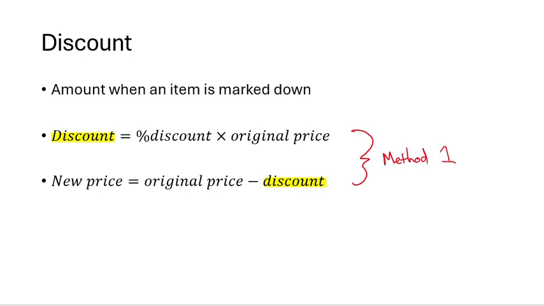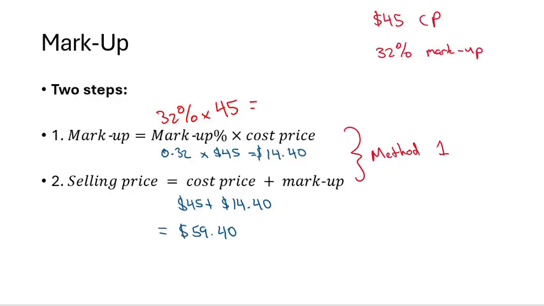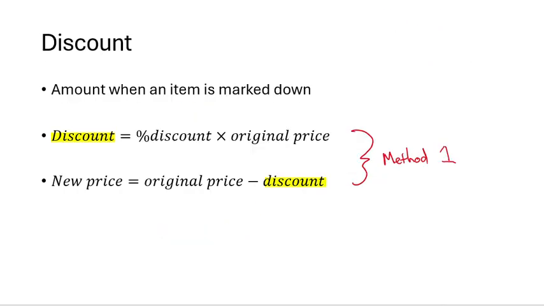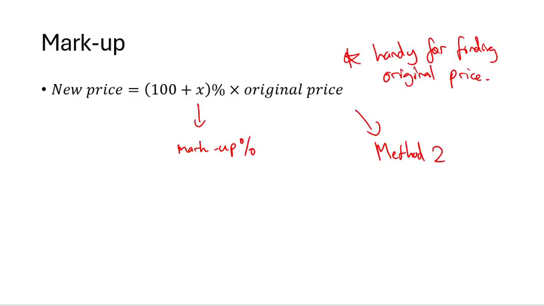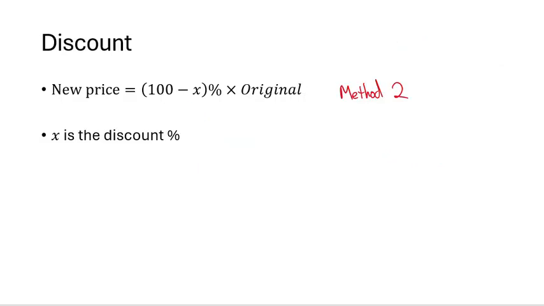So we're talking about discount now. Obviously, when the price is reduced, it's very similar to method one in markup. It's where you're finding how much your discount is, and then you subtract it from the price itself. So that's just what this slide is. Method two is much better, very similar to markup. Instead of adding your percentage to 100, you're going to subtract it instead.